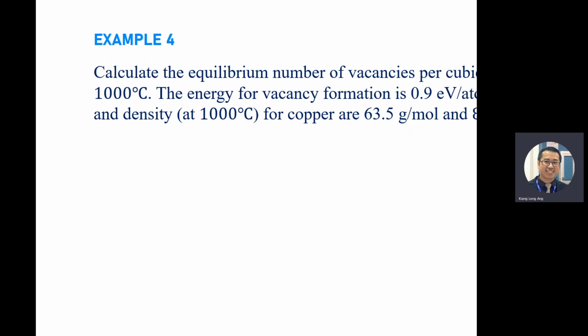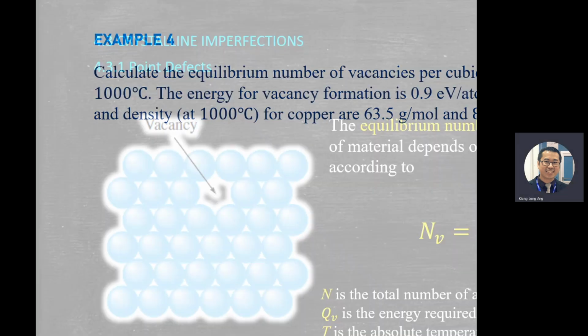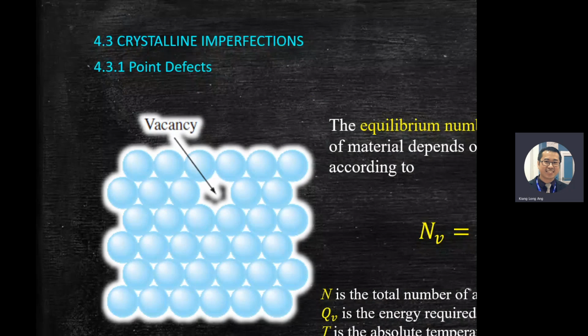Density is given as 8.4 respectively. So you go back to the equation just now. N_V equals to N. N is what? The total number of atomic sites.